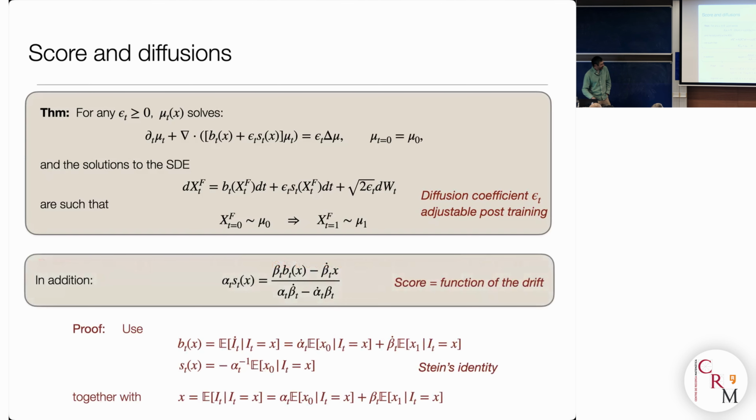Okay, and then there's one more little result, which is that if you use Stein's identity, which is this identity, and the fact that the conditional expectation, so the score, can be expressed in this term, and then if you use the trivial relation on top of it that the expectation of I_t given I_t equals x, you can solve this equation to express the score in terms of the drift. So there's only one thing that you need to estimate, which is the drift, and if you have the drift, you have the score, and if you have the score, you can do sampling with SDEs.